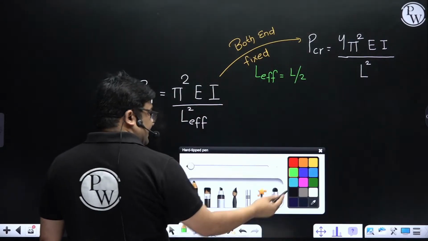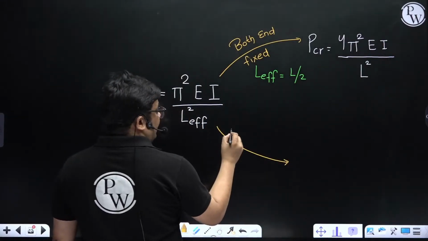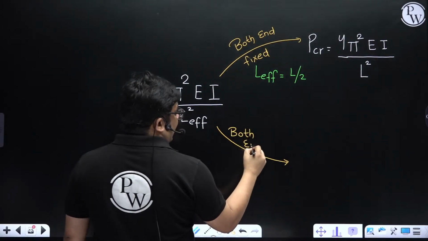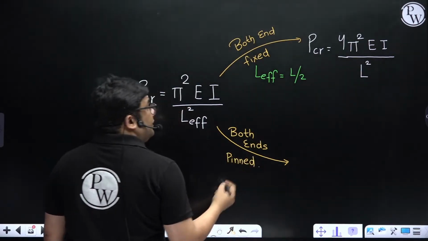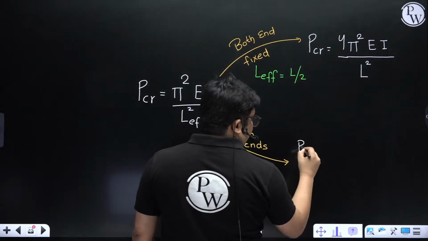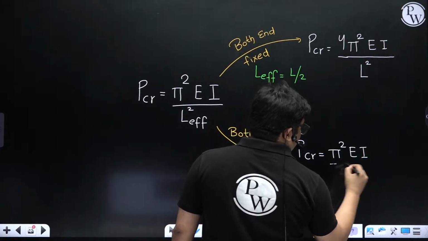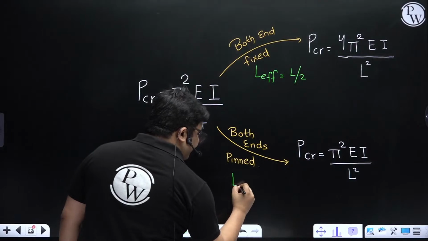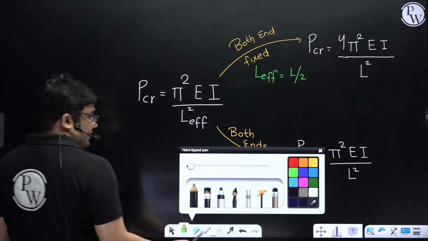Nice. Next, if I say both ends pinned. If both ends are pinned, then L effective is equal to L only. So in this case, the buckling load expression will simply be pi square EI by L square, because in this case the L effective is equal to L. Easy, right?